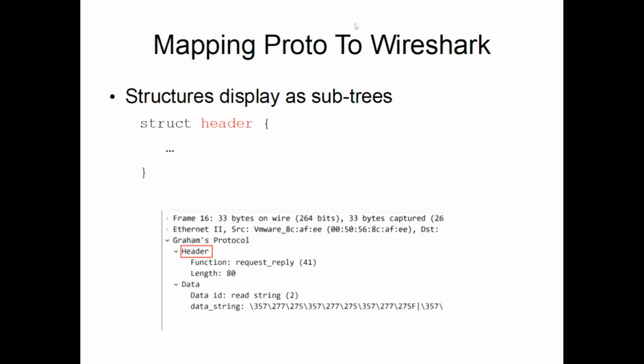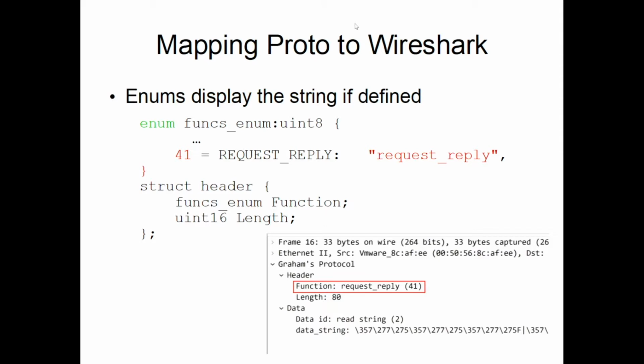And so it's designed to happen pretty much all over the place. And things like these enum strings, you saw earlier there was this big funcs enum that was a uint8, and it had a whole bunch of values in there, and one of them was request reply, etc. And the generated code is written such that it will insert this label into this part of the Wireshark subtree, so that all of that sort of thing happens for you automatically.